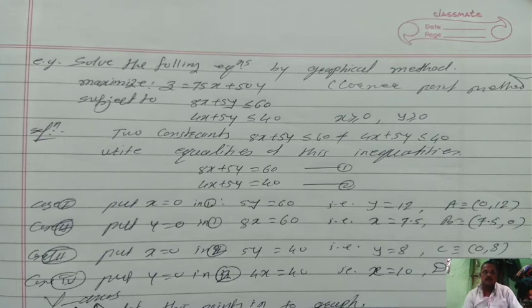Then case number 4, put y is equal to 0 in equation number 2, that is 4x is equal to 40, that is x is equal to 10. D point is (10, 0). For these points, we have to get 4 points A, B, C, and D. We have to plot these 4 points on the graph.